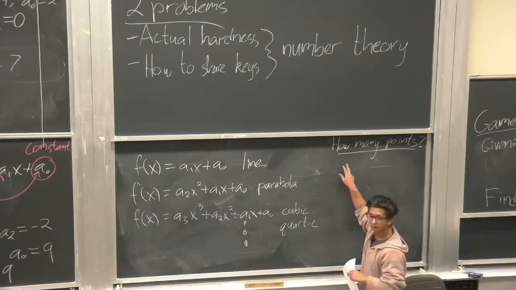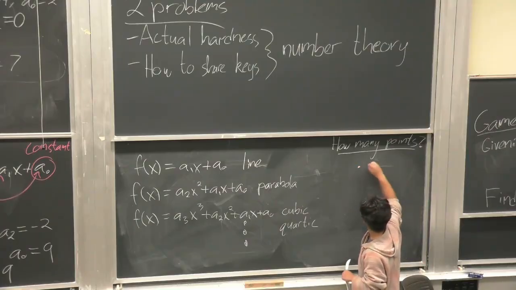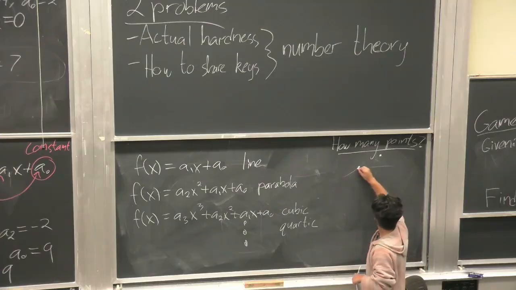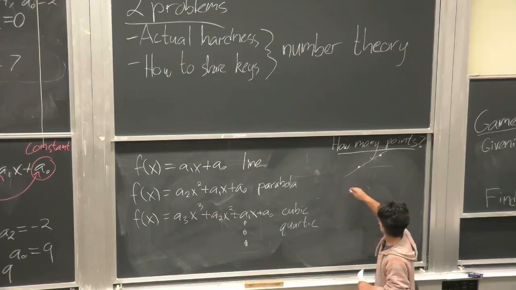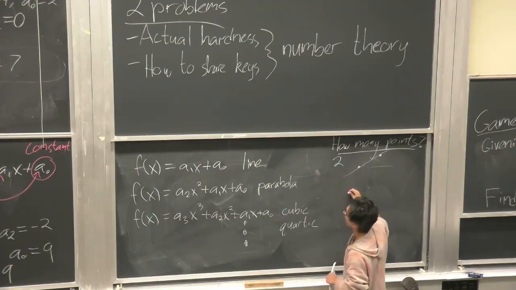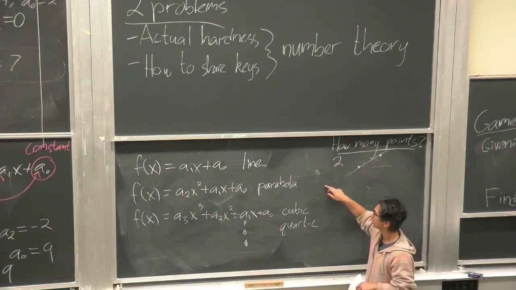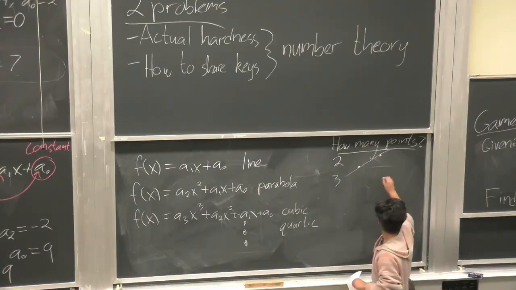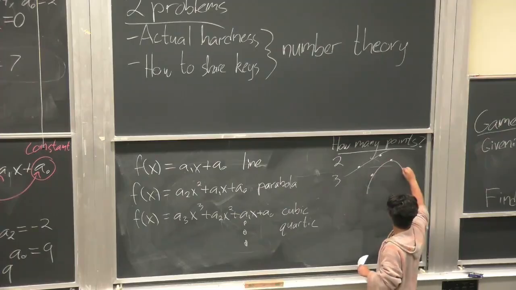For a line, show me on your fingers how many points we need to uniquely define a line. Yeah, 2. If I have these 2 points, you can already see what the line is. It's that one. So we need 2 points to define a line. If you had to guess, we haven't proved anything yet, if you had to guess, show me on your fingers for a parabola. Yeah, we do need 3. There's a unique parabola that passes through them.